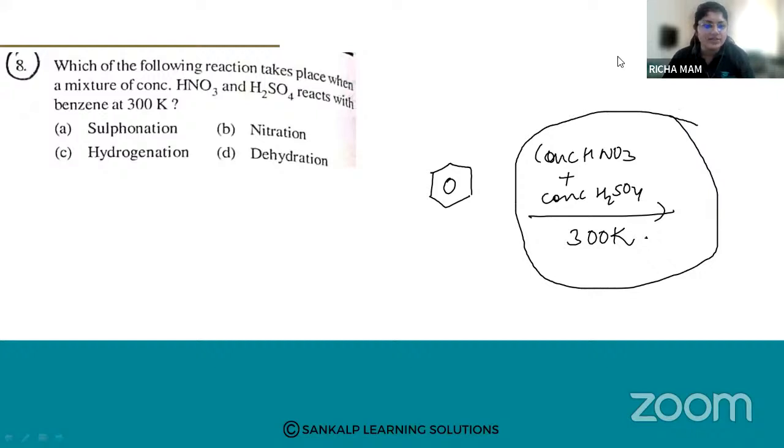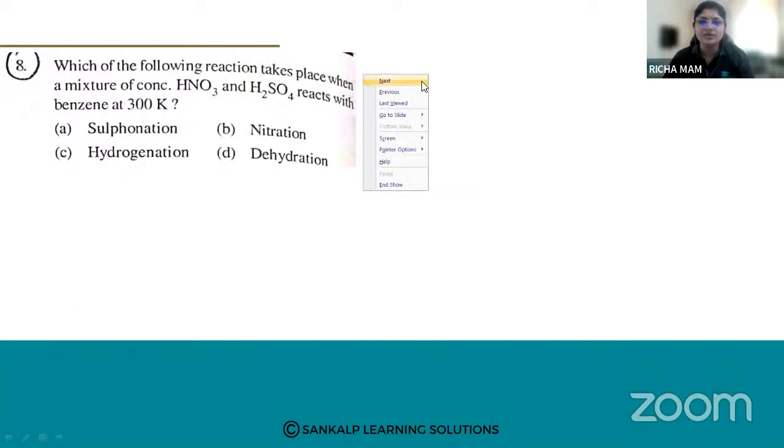Vedvati, Tasmiya, Bhuvan and Komala have answered it as B. And yes, B is the correct answer. It is nitration. For doing the nitration, we are using the concentrated HNO3 and H2SO4 solution. At 300 Kelvin, you will get meta dinitrobenzene. So you get a nitration reaction. Okay. Let us go further.